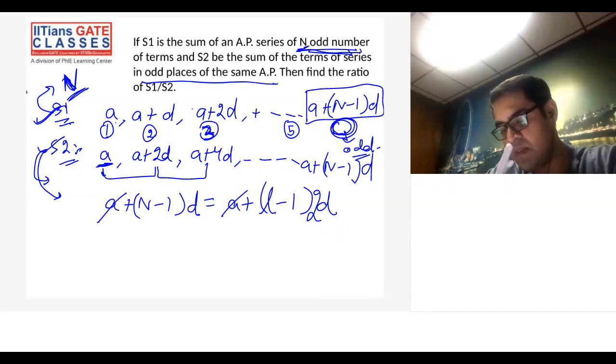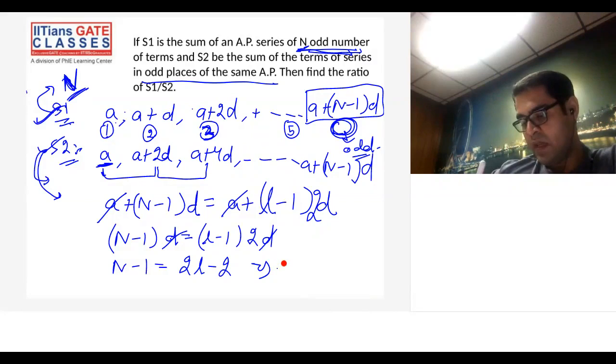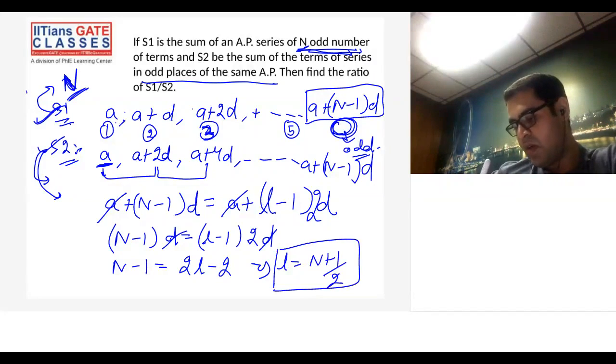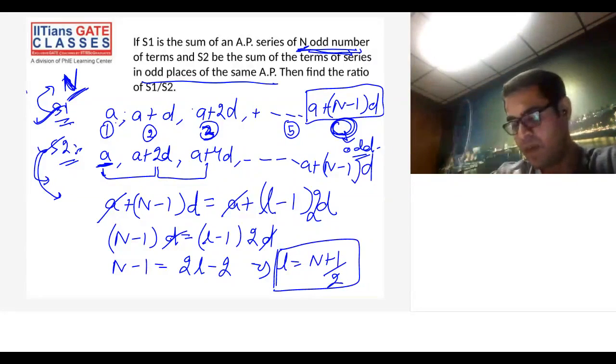A and A will cancel. You get n minus 1 into D is equal to L minus 1 into 2D. D and D will also cancel. So you get n minus 1 is equal to 2L minus 2. And you get your L as what? So L will be n plus 1 by 2. Okay. So number of terms in second series is what? N plus 1 by 2. Okay. We have found this.